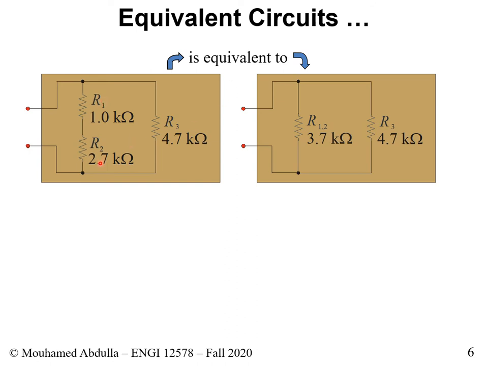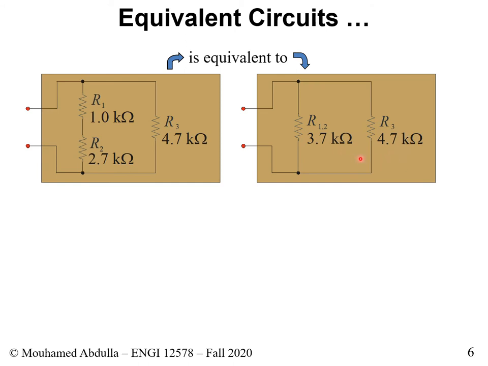We could just add R1 and R2 together. That is 2.7 plus 1. That becomes 3.7K. So let's just call it R1,2, or whichever identifier you want to call it. That's fine as well. And now you have this 3.7K, and you have the 4.7K, and they are in parallel with each other. You could basically just find the resultant resistance. So you have two resistors.